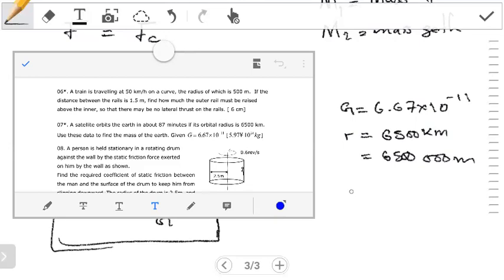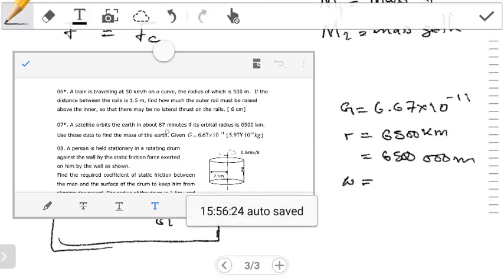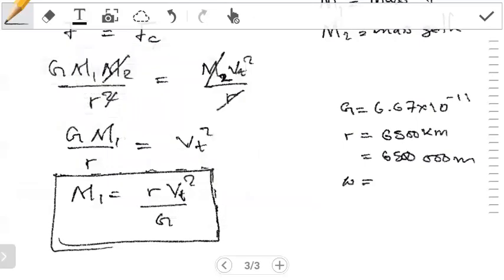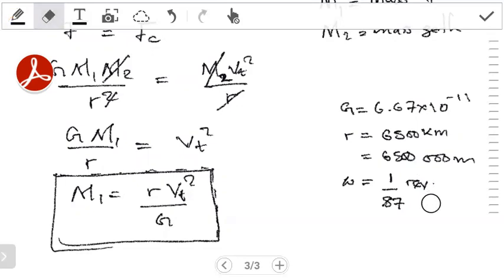Then the next thing that we're given is the angular velocity. The question says the satellite orbits the Earth in about 87 minutes. What that means is it's going to make one full rotation in 87 minutes. So you have one revolution in 87 minutes. You can write it like this, if you just want to interpret it completely.